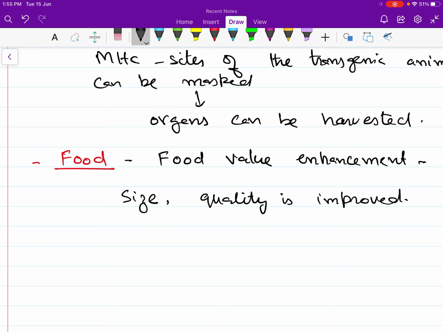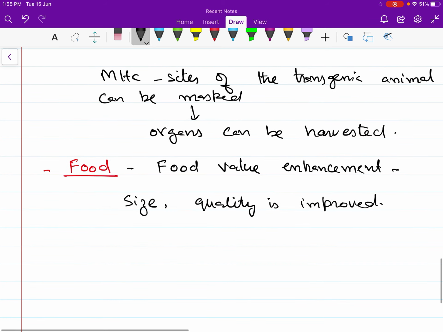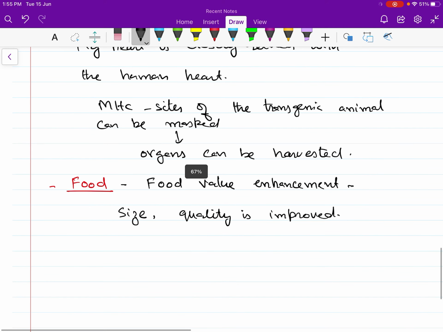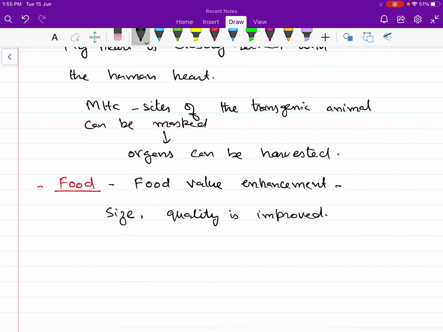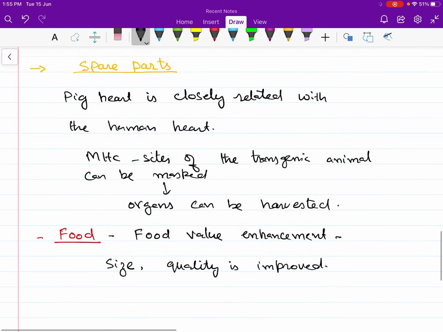So these are some of the importances of transgenic animals. In the next video, we will talk about some examples of transgenic animals.